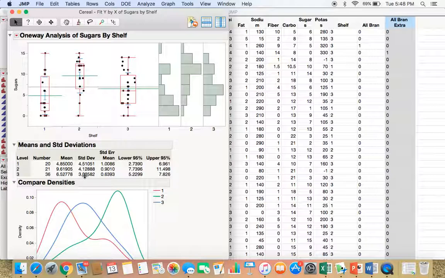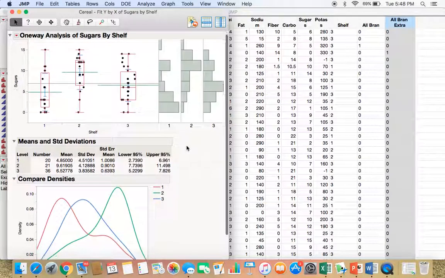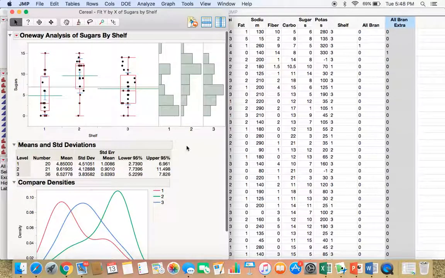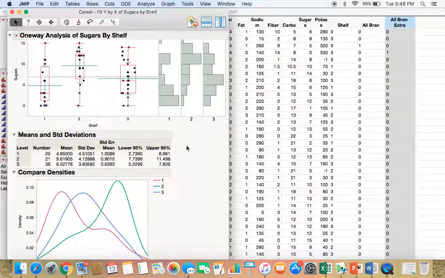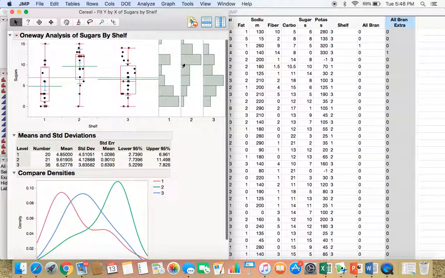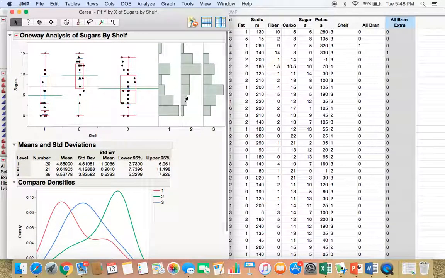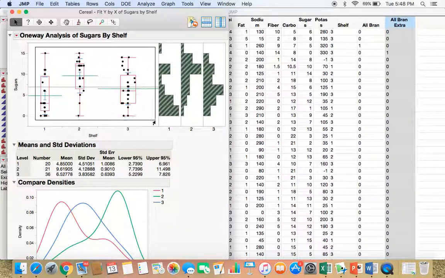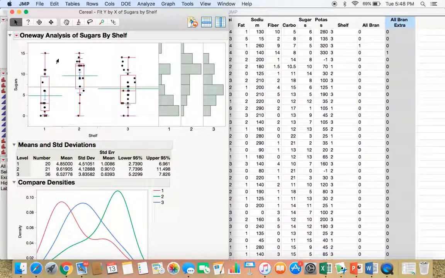Looking at our histograms, shelf 1 and shelf 3 appear to be skewed. Well, shelf 1 is skewed right, while shelf 3 seems roughly approximately normal, but also skewed right, and shelf 2 is skewed left. Now we want to look at our box plots. You can see our box plots here, and they show no sign of being skewed, and there are no outliers.